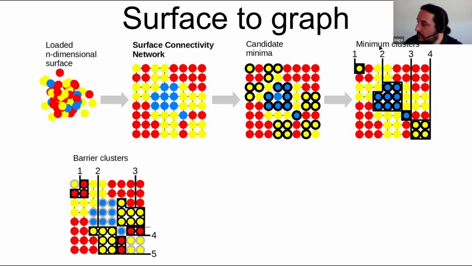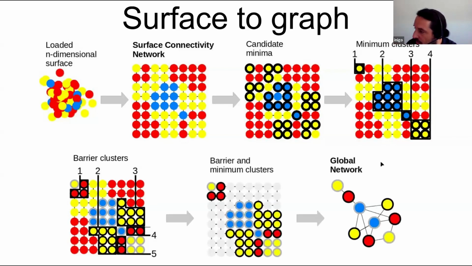Once we have defined these minimum clusters, we propagate from those minimum clusters upwards until we cannot find any higher energy points for each case. And we detect the overlapping points between the propagations of each of these clusters to identify barrier clusters. Once we have identified these barrier clusters and we have these minimum clusters, we can reduce the whole graph to a much simpler structure called the global network, which is just the connection between minimum and barrier clusters.